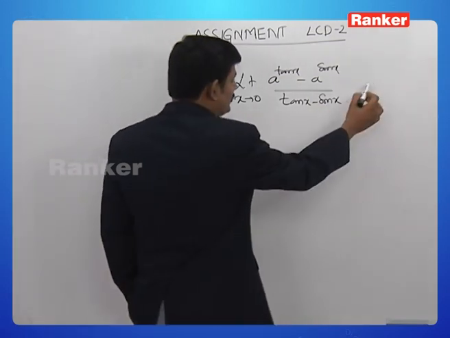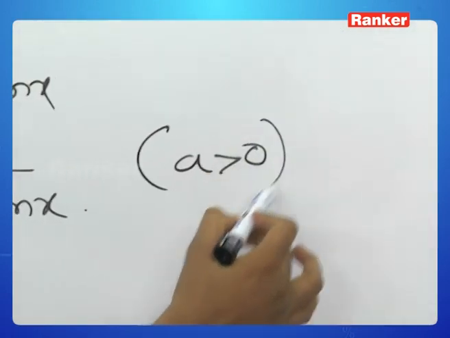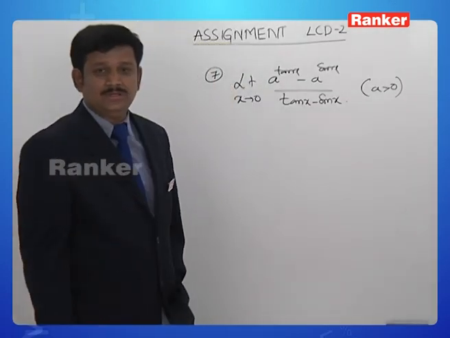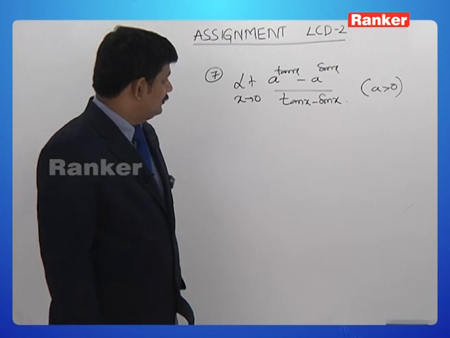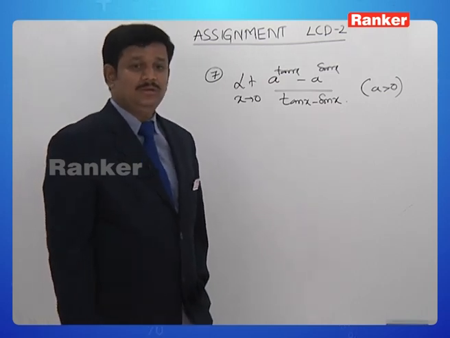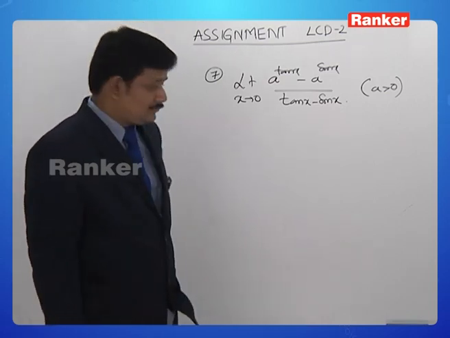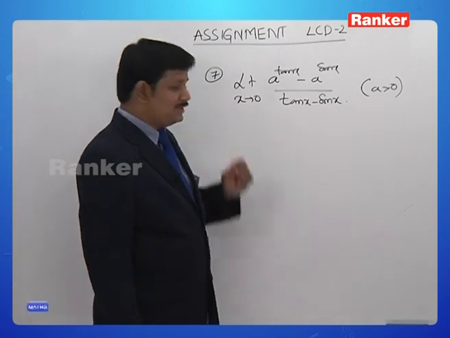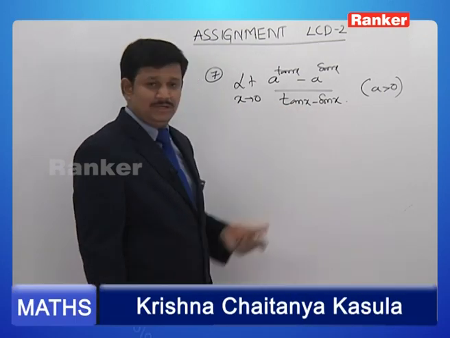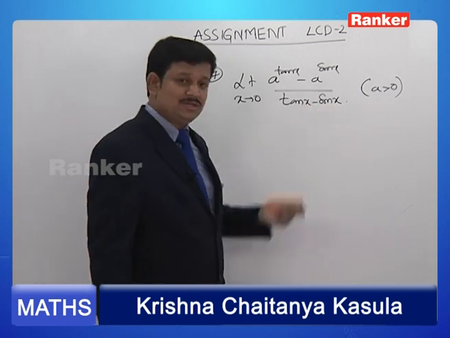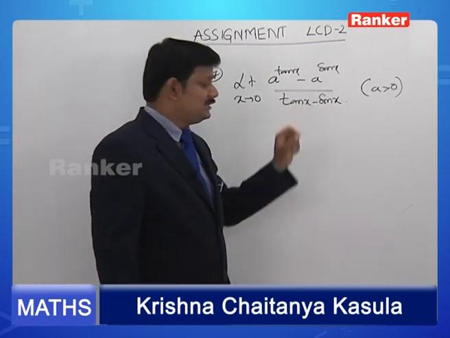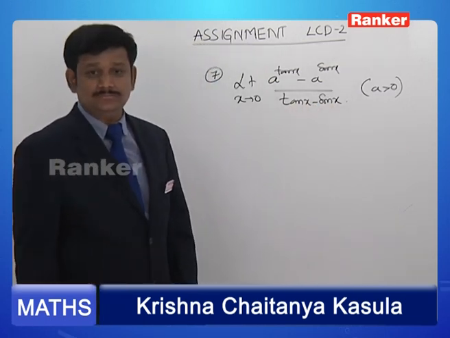And it is also given in the question that a is greater than 0. A is a positive quantity. Now, this question is based on two simple limits. Understand as x tends to 0, tan x will tend to 0, sin x tends to 0, so the difference tan x minus sin x tends to 0.